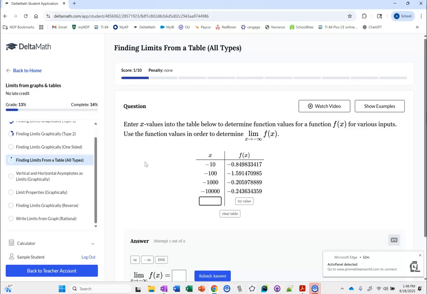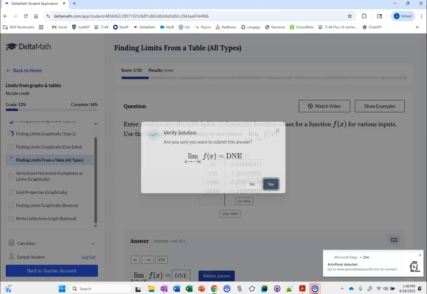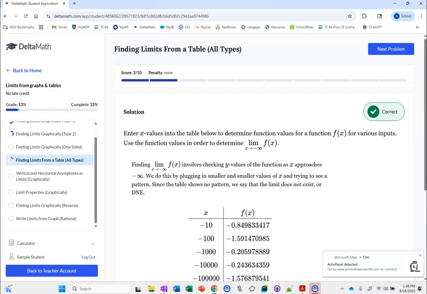If I look at this though, is it settling down to a specific value? No, it's kind of bouncing around. It got smaller, then bigger, then smaller. What do you think's going on here? So you're just looking for a pattern. If you see it, it'll be obvious. If you don't see what's going on, it's probably just oscillating back and forth, not settling down to anything.